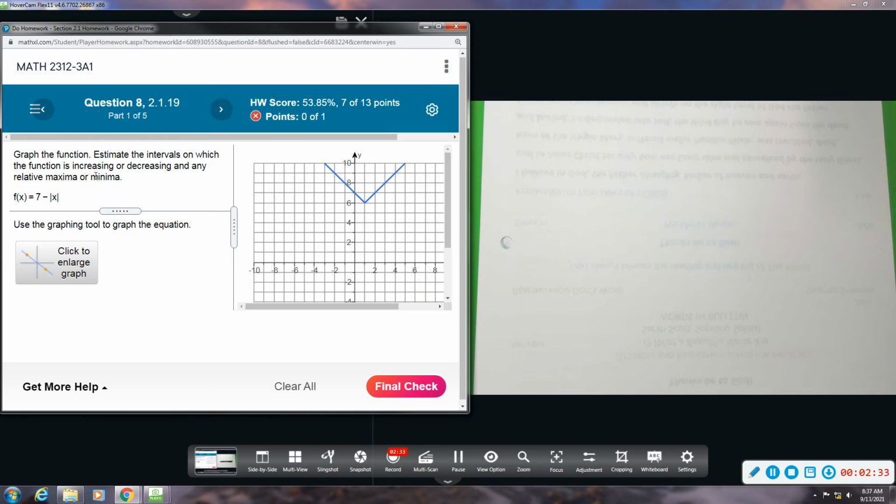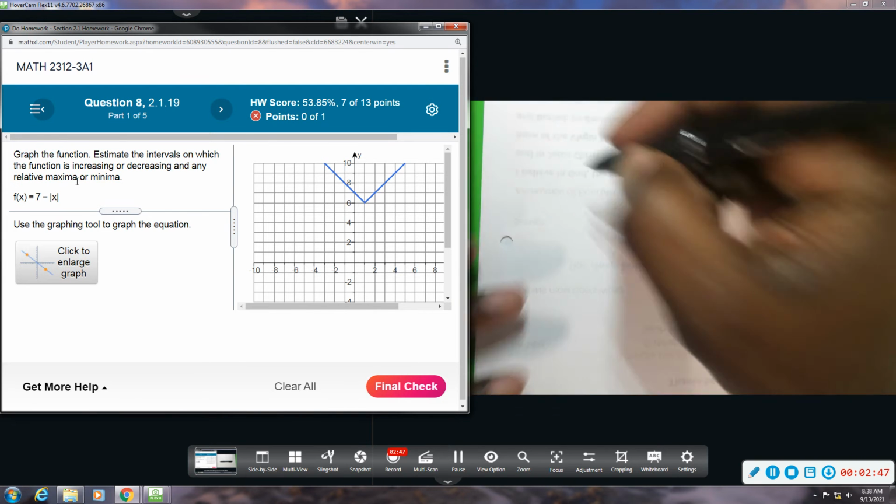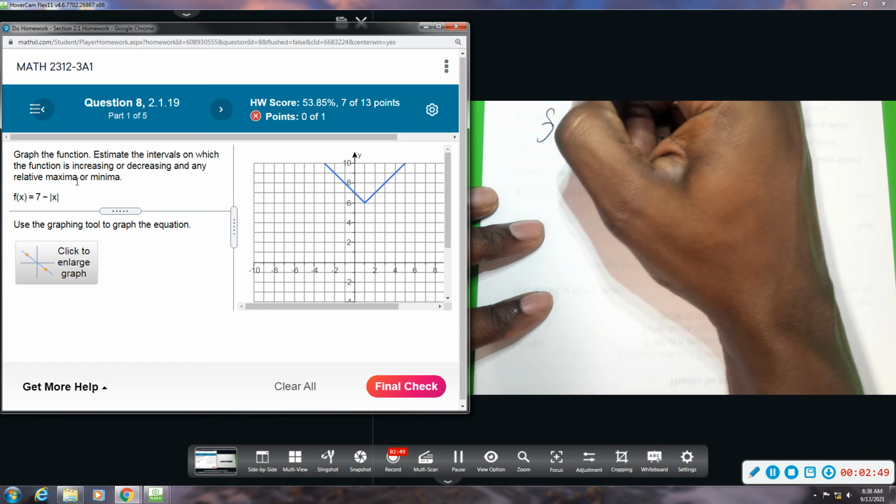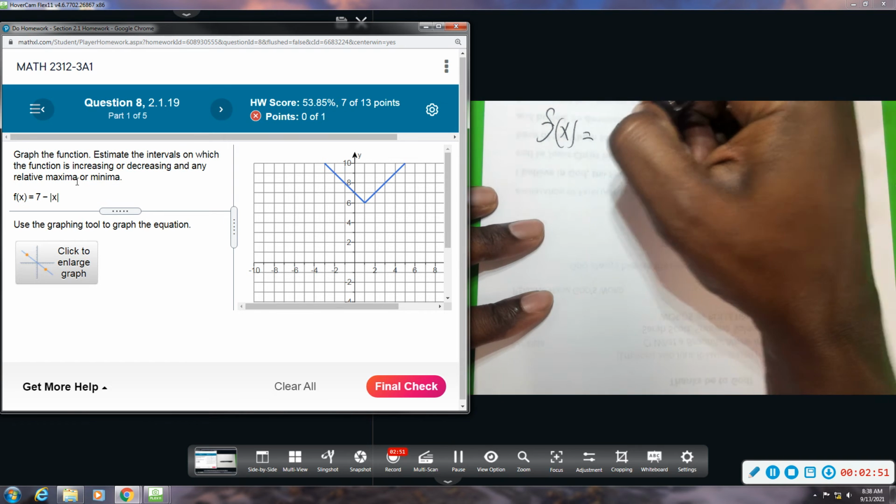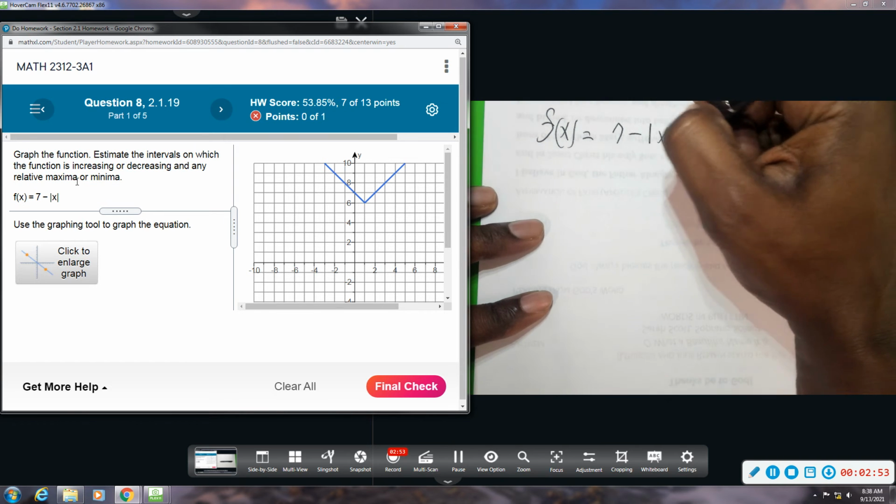All right, number 8, we're going to graph the function, estimate intervals where the function is increasing or decreasing, and then find any relative maxima or minima. Okay, so we're going to start by graphing this function. We're going to make a table. f of x equals 7 minus the absolute value of x.